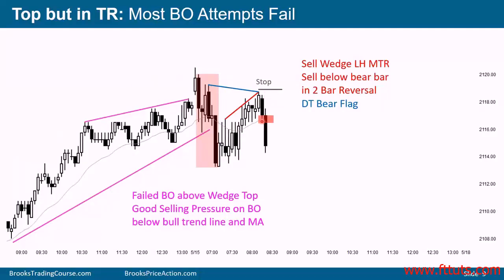If you take this short, it's reasonable to put your stop just above the high. We have a wedge and a good bear bar, or you could put your stop above the top of the bear trend, or what they hope is the top of the bear trend.